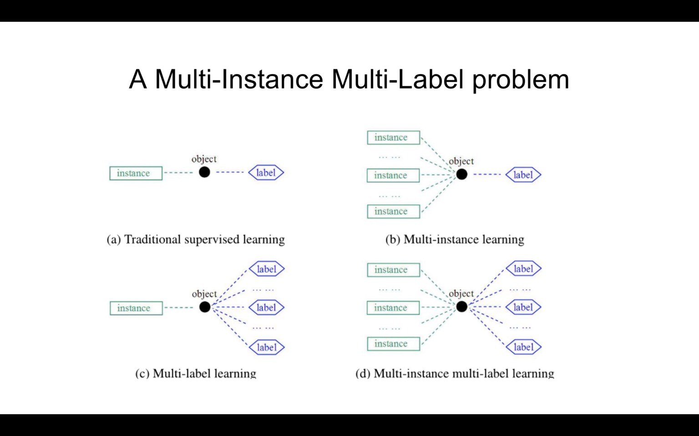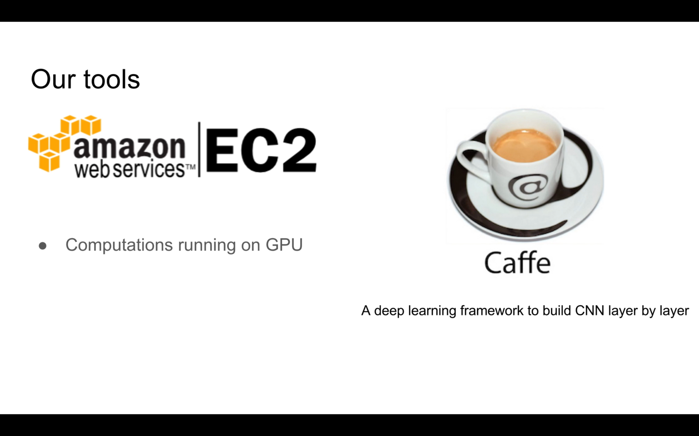Our problem is called a multi-instance multi-label problem. Multi-label because, as we saw before, we have different labels and each restaurant can have different labels. It can be good for lunch and good for kids at the same time. It's also a multi-instance problem because for each restaurant that we want to classify, we have multiple images posted by the Yelp users.